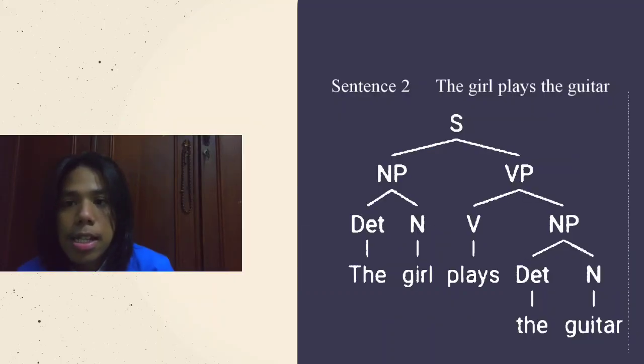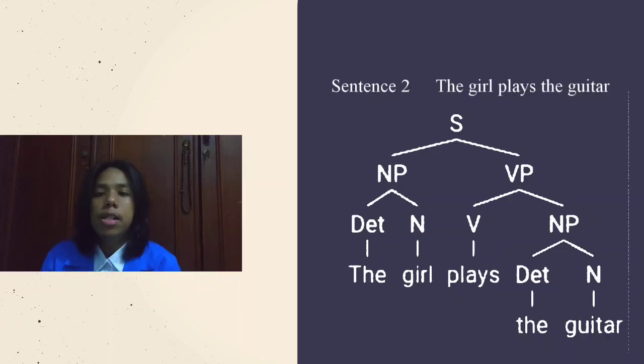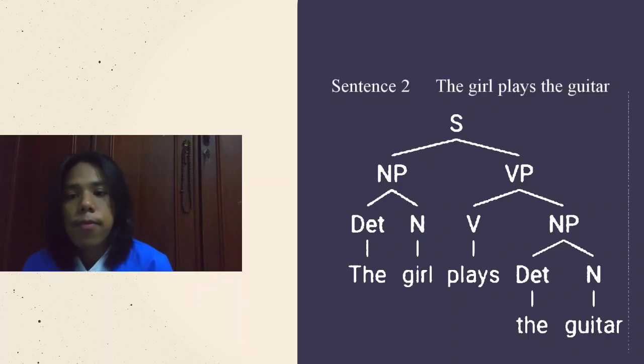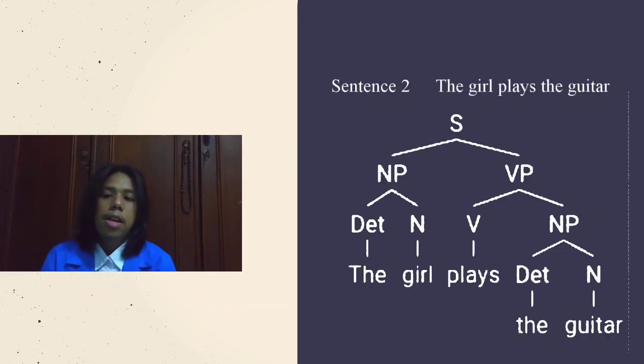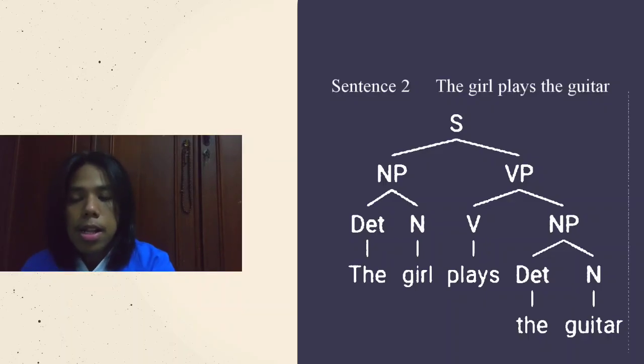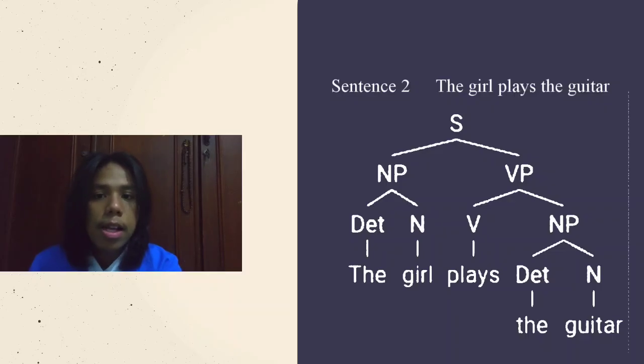And this is the next sentence, the simple sentence one. The sentence is "the girl plays the guitar." Here's the noun phrase "the girl" and verb phrase "plays the guitar." The noun phrase consists of determiner "the" and noun "girl." So "the girl" is a noun phrase because the construction of a noun phrase is determiner plus noun or adjective plus noun. Next, we analyze the verb phrase.